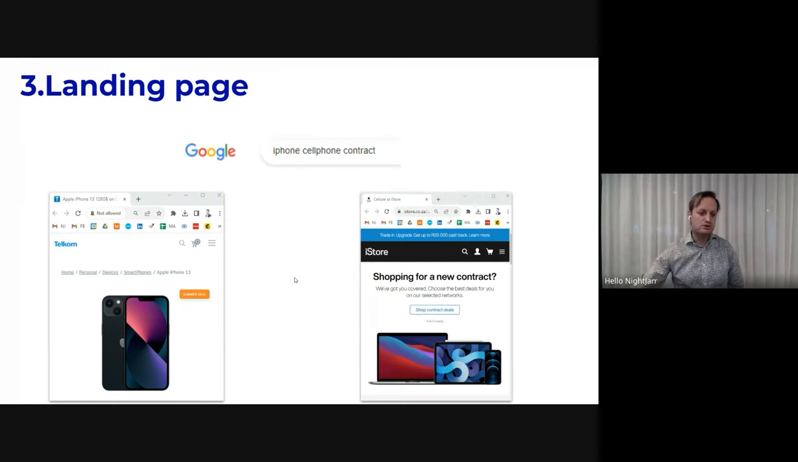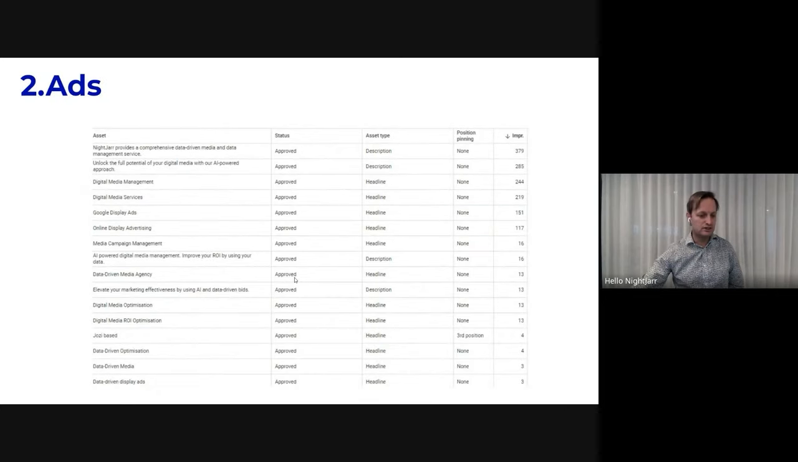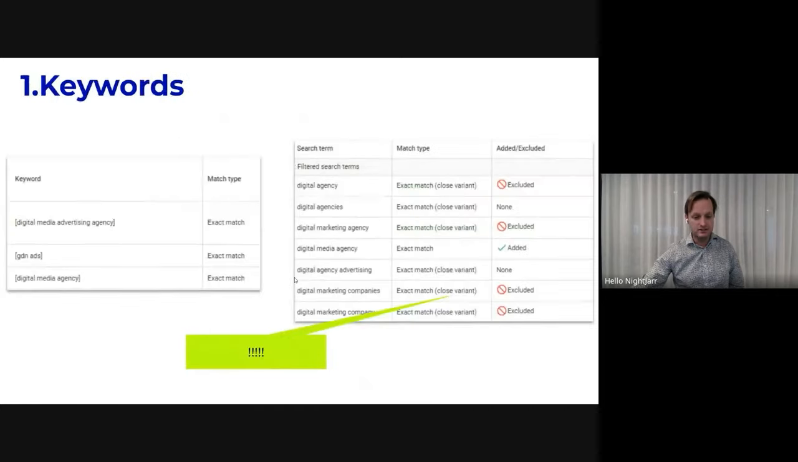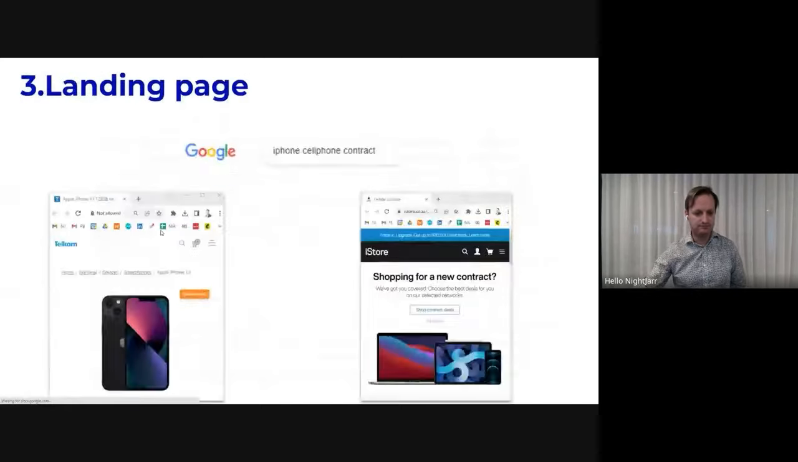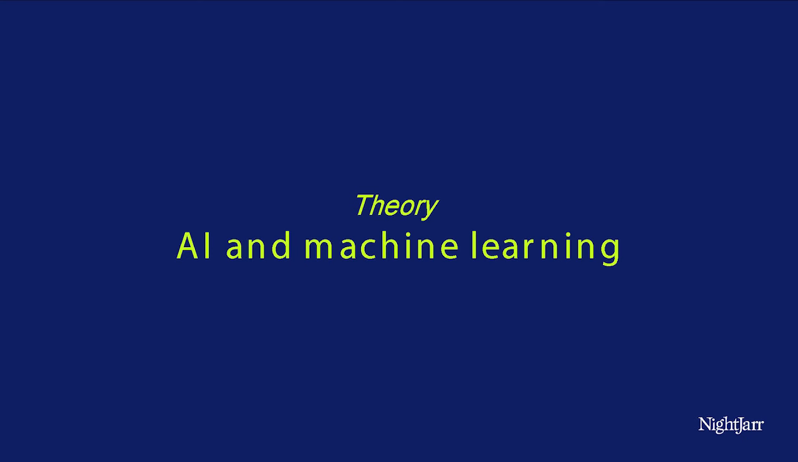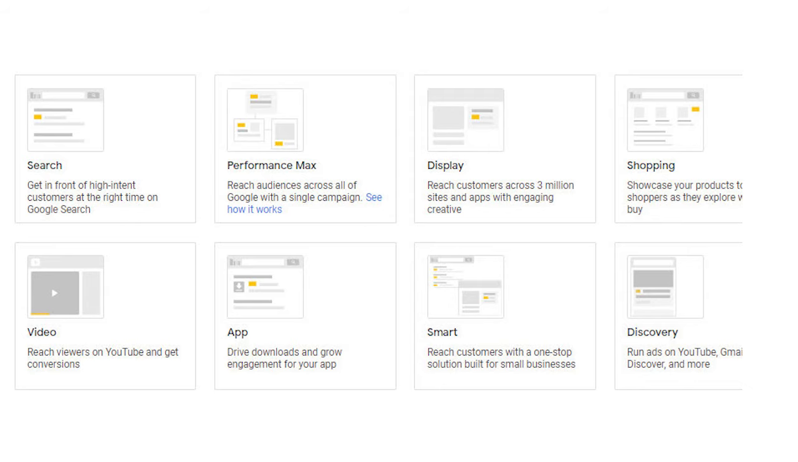So I think with Google Ads forcing us to use this data-driven creative plus these keywords, that's a problem. The only thing that we can control is the landing page offer. So my tip for this is to be aware of what phrases the keywords are triggering, plus obviously your ads. You have less control there, but definitely make sure that your landing page is shown to the right keywords. Let's talk about AI and machine learning.